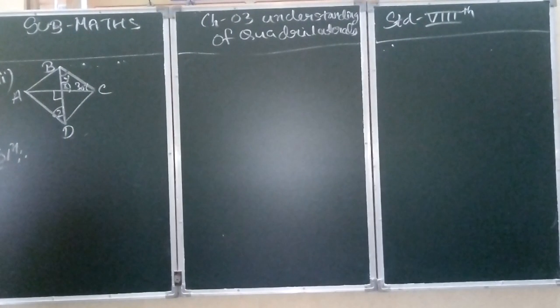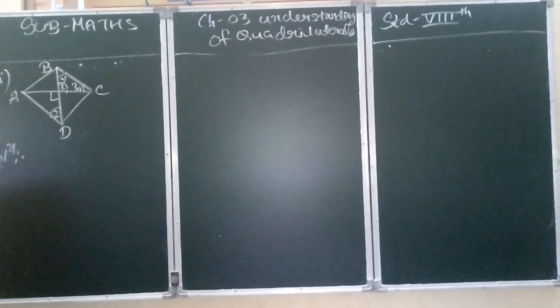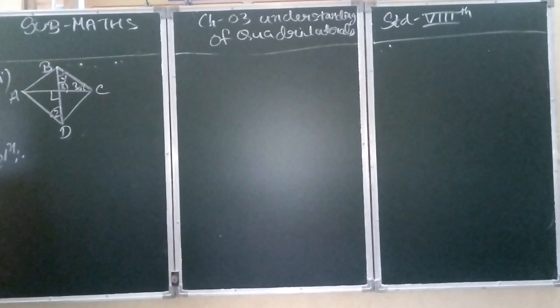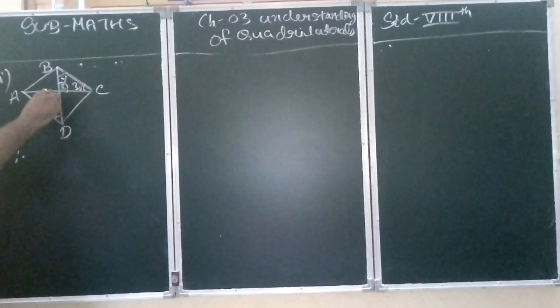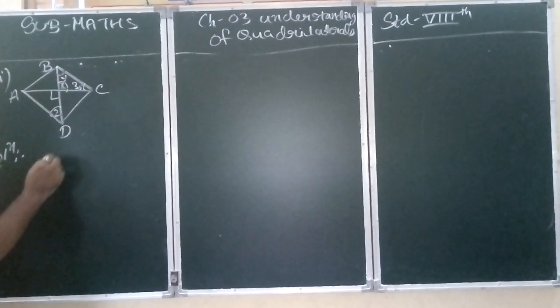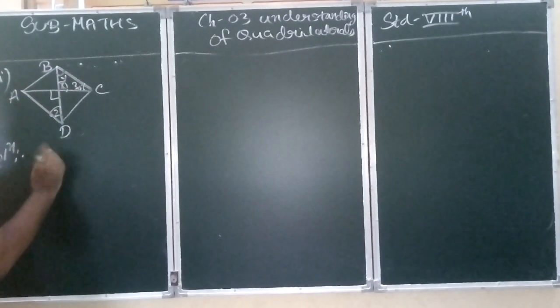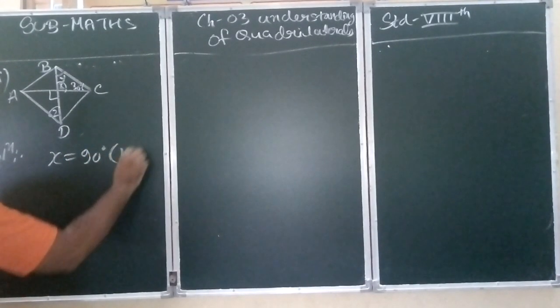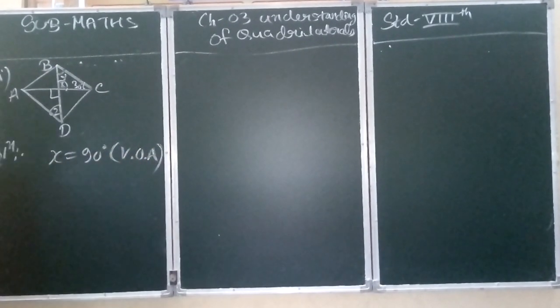Okay, so here just see the figure. So we find x, y, z. So first of all, x, this is the 90 degree symbol. So by vertically opposite angle, x equal to 90 degree. Then I find the value of y.